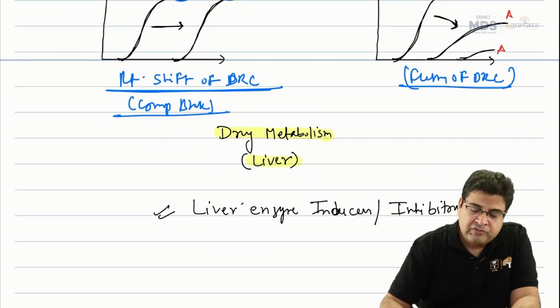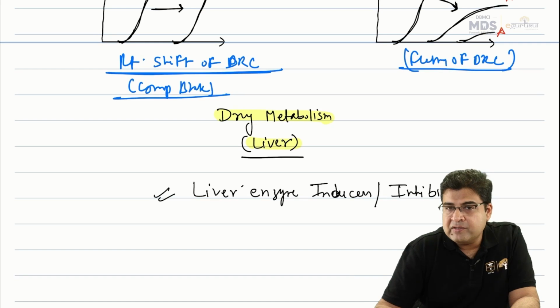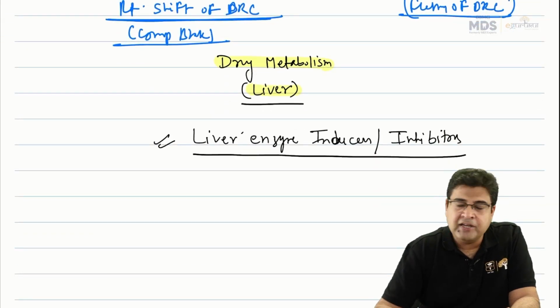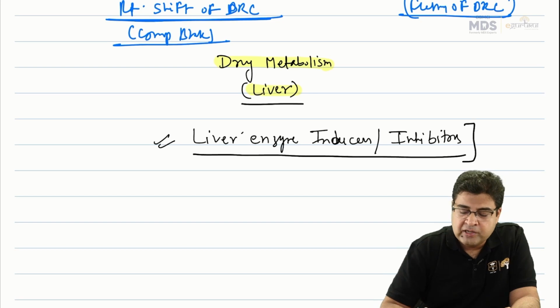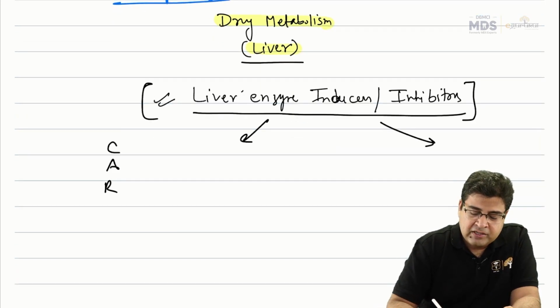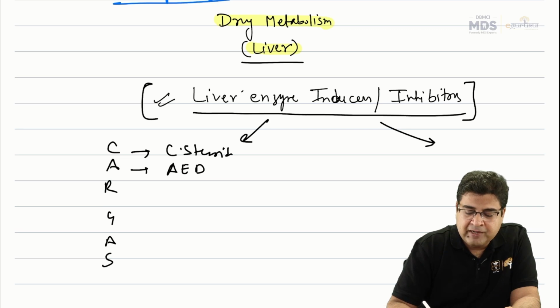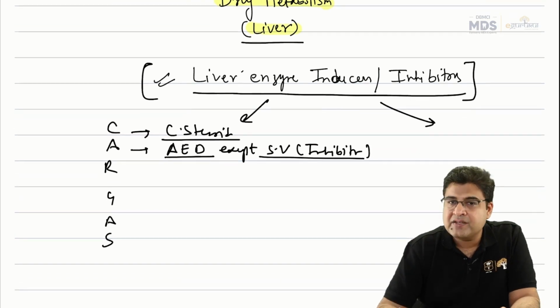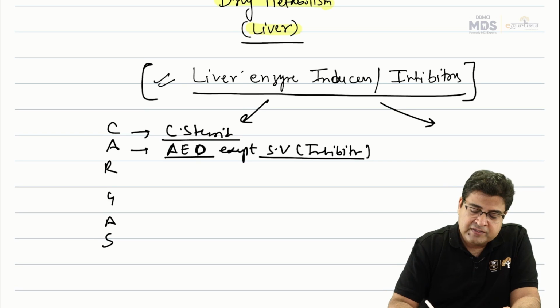Now, after drug action, we have drug metabolism. Drug metabolism will take place in the liver, and you should know the names of liver enzyme inducers and inhibitors. The most important point is to know the names of medicines which are liver enzyme inducers and inhibitors. For liver enzyme inducers, the mnemonic is CAR gas. Medicines which are liver enzyme inducers are corticosteroids, and anti-epileptic drugs. Most of the anti-epileptics are liver enzyme inducers except sodium valproate, which is a liver enzyme inhibitor.